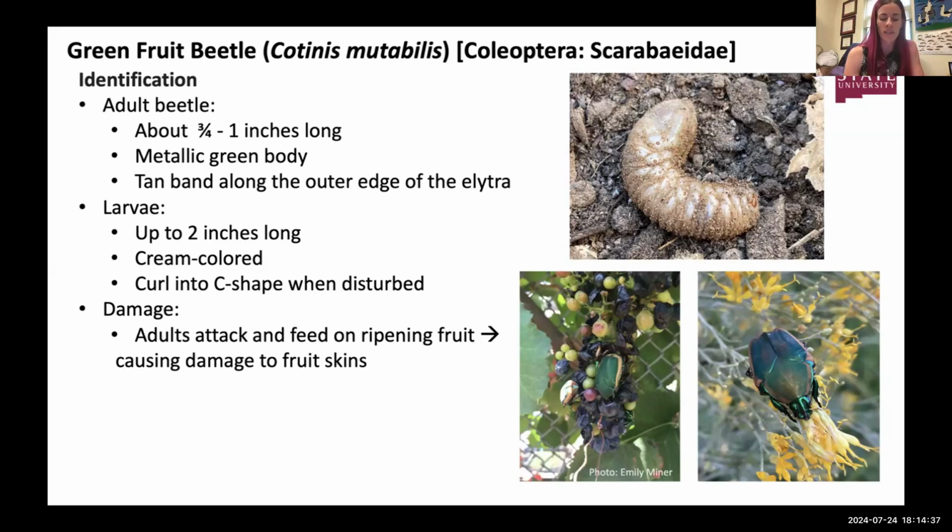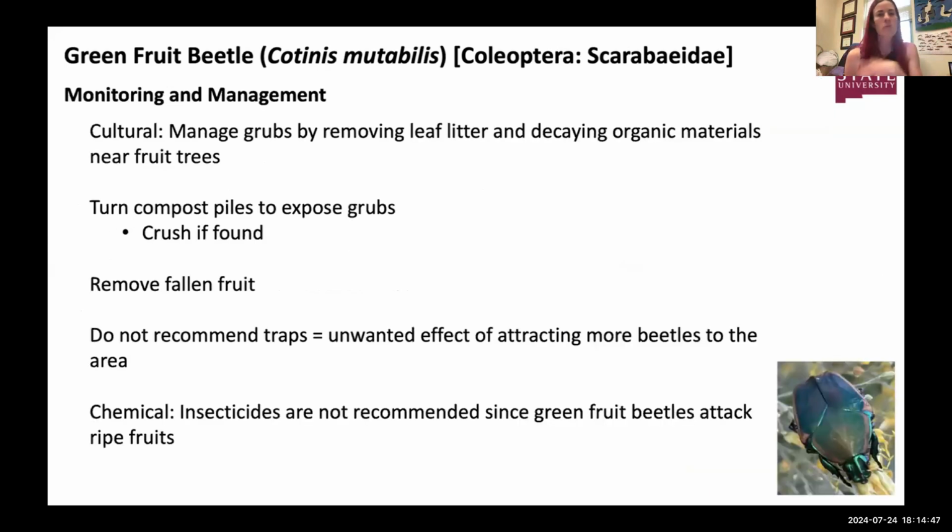Damage. The damage from these is that the adults, they love sweet things. They love ripening fruits, and that's when they'll feed on fruits. But what you can do is just remove them. You can manage the grubs by removing leaf litter and decaying materials near fruit trees. So if you have compost, check that, making sure you don't have them present. And if you do, you can crush the larva if found.